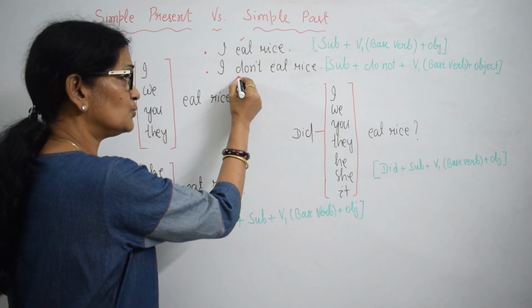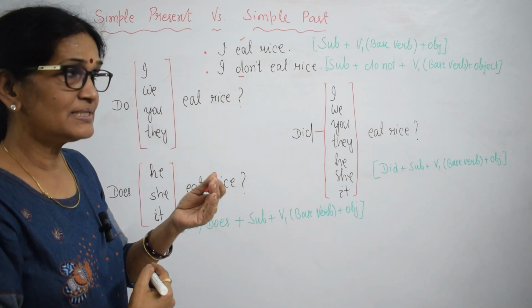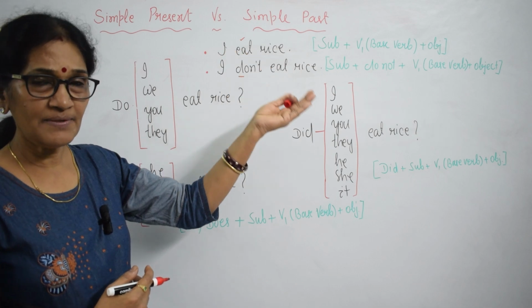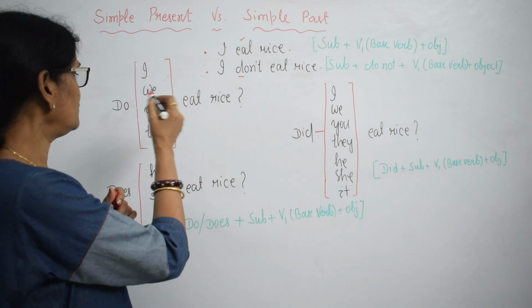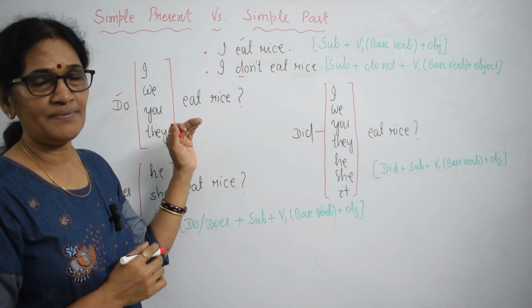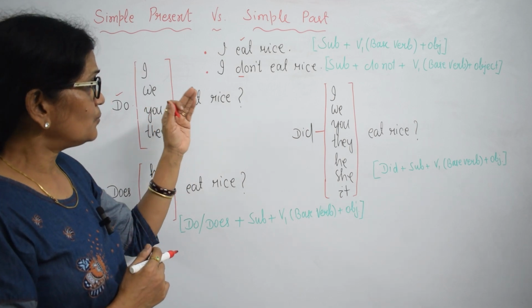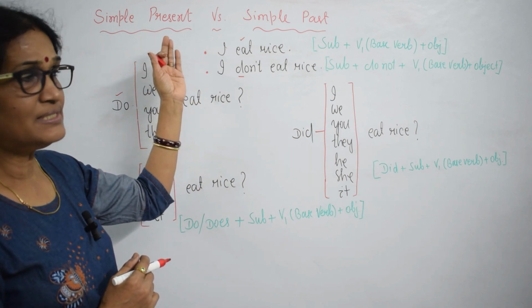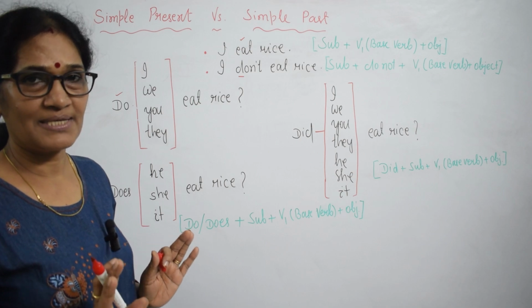We need do to frame a negative sentence. As you need do in negative sentences, so you need do to frame interrogative sentences. Do and does for simple present and did for simple past.